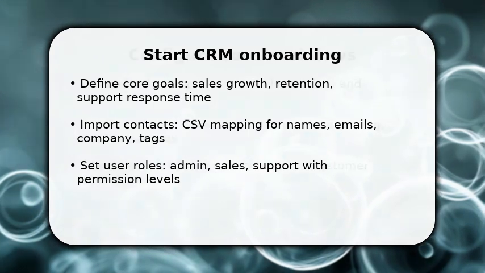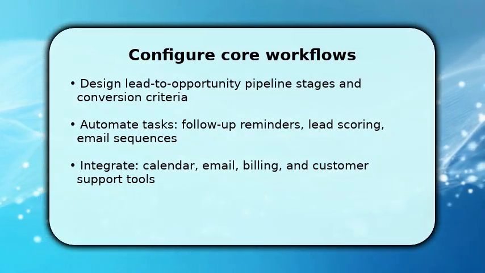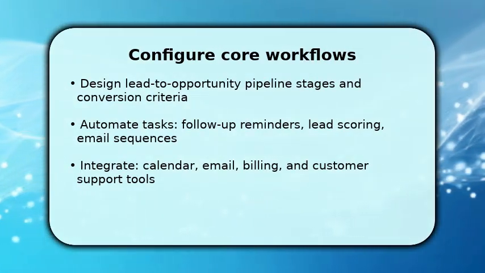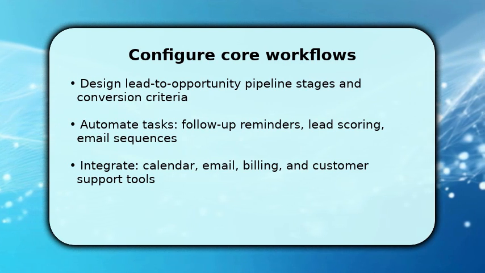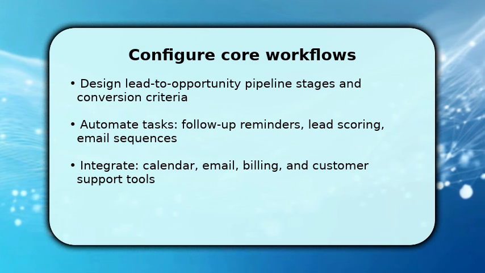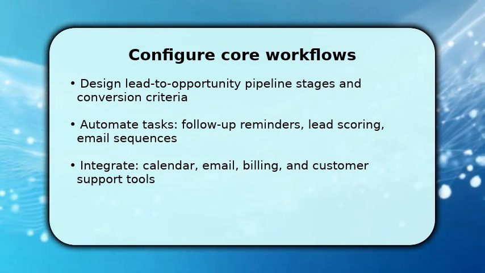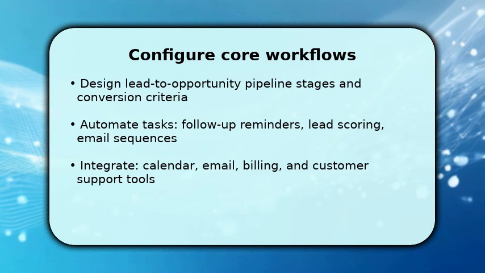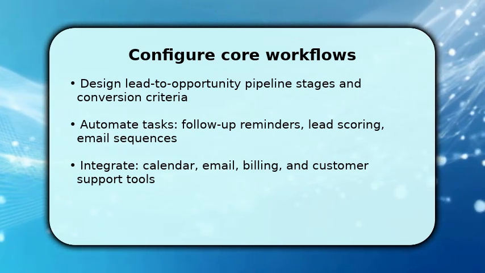You now build the heart of daily use: the pipelines and automations. Create clear lead-to-opportunity stages and define the exact criteria that promote a record to the next stage. This reduces ambiguity. Then set automations for follow-up reminders, lead scoring thresholds, and email sequences so nothing slips.